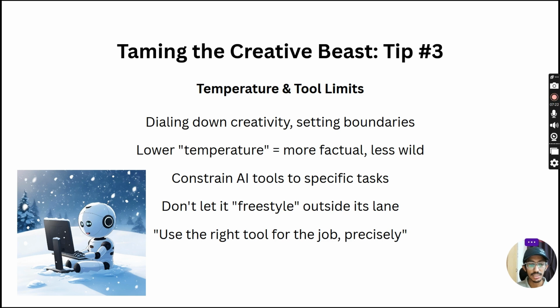Also, one more thing, if you are using AI tools for specific tasks, like for example if you're building an AI agent for doing something, we need to try to constrain that tool to only do what it's supposed to do. Don't give it too much freedom to freestyle outside its specific job description. Use the right tool for the job and use it precisely. Of course, your prompting will bind everything together. If your prompting is weak, if your prompting is bad, these steps won't be of much use.